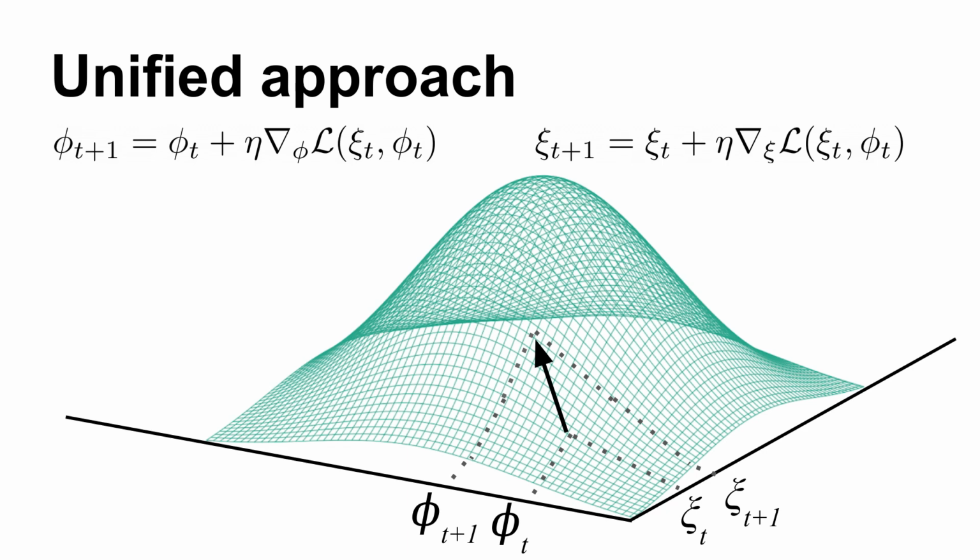But simultaneously with that, we're going to update the design. So we've improved phi to improve our quality of the estimate of the EIG in the current neighborhood of the current design. Then we're going to take a gradient step with respect to the design xi, and that is going to lead to an improved design relative to our current approximation of the objective function.